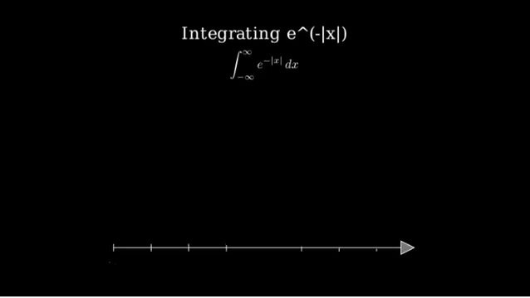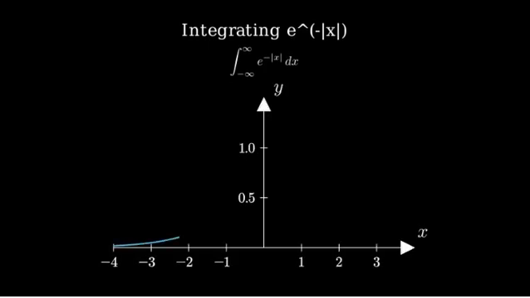to the negative absolute value of x, from negative infinity to positive infinity. Here's our integral. First, let's visualize what this function looks like. Here's our coordinate system. And here's the graph of e to the negative absolute value of x.